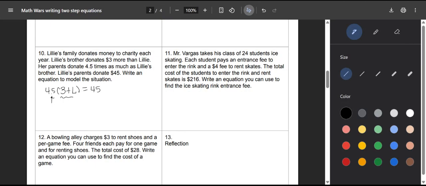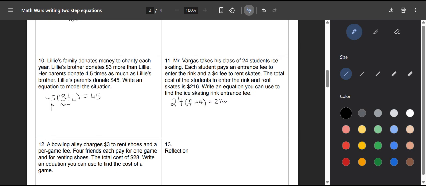Number 11 is a you do problem, so after I read this, you're going to pause and get started working. Mr. Vargas takes his class of 24 students to ice skating. Each student pays an entrance fee to enter the rink and a $4 fee to rent skates. So I'm already thinking what my groups are. The total cost of the students to enter the rink and rent skates is $216. Write an equation you can use to find the ice skating rink entrance fee. So I'm going to pause here in about 2-3 minutes, come back and we'll check it.